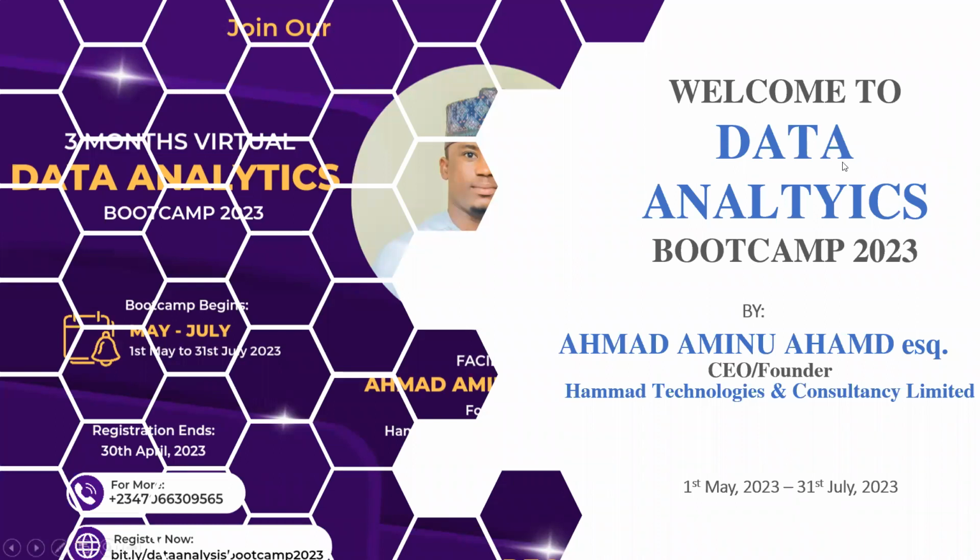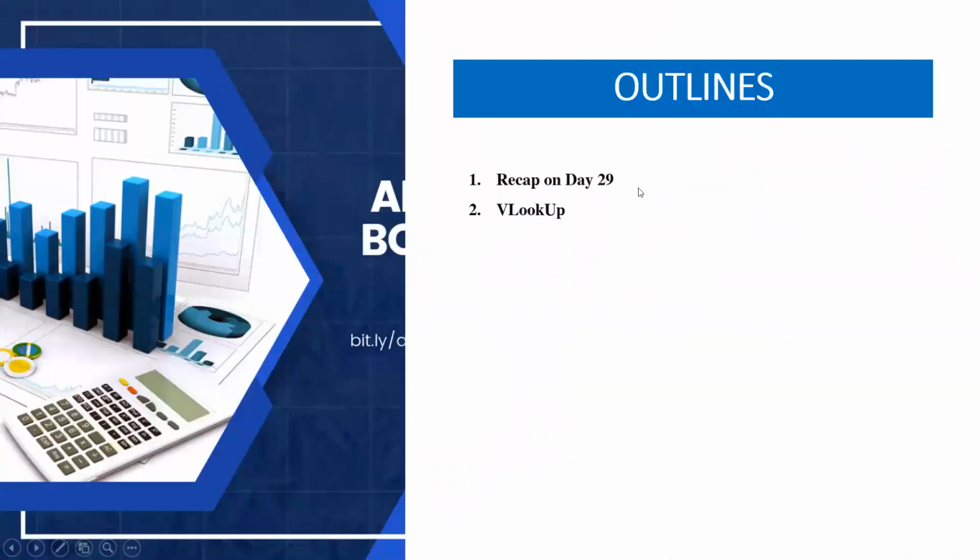So I think like always we start by showing our outlines, what we are going to cover for the day. This is what we are going to cover for today. Today we will have a recap on what we did yesterday, that is day 29, and we'll talk about the VLOOKUP. What we did yesterday, if you can recall, we discussed removing duplicates inside data.